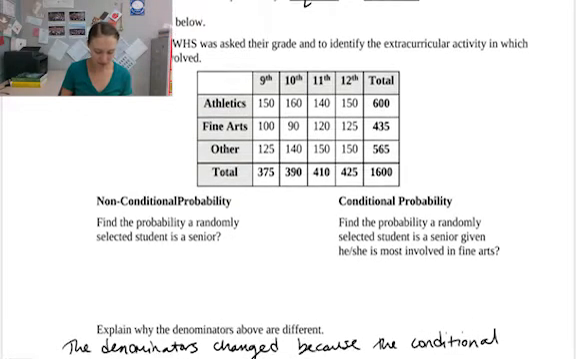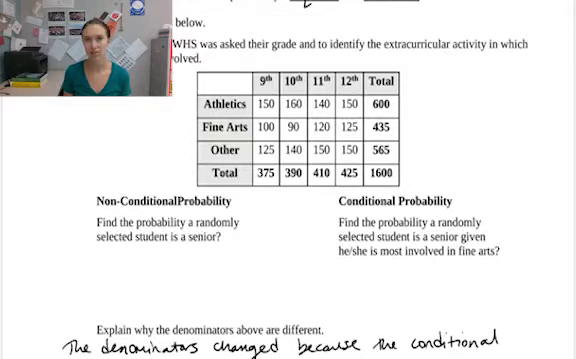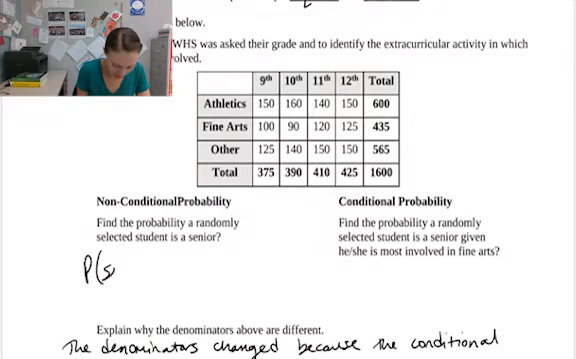All right, so a non-conditional probability would be something like, find the probability a randomly selected student is a senior. So out of all the students, randomly select one, what's the probability that they are going to be a senior? And remember, in AP Stats, we want to write that probability statement. If you're missing that, you're going to be missing points.